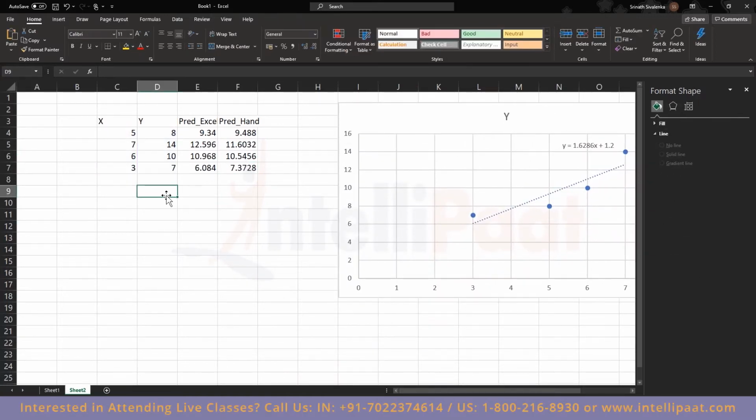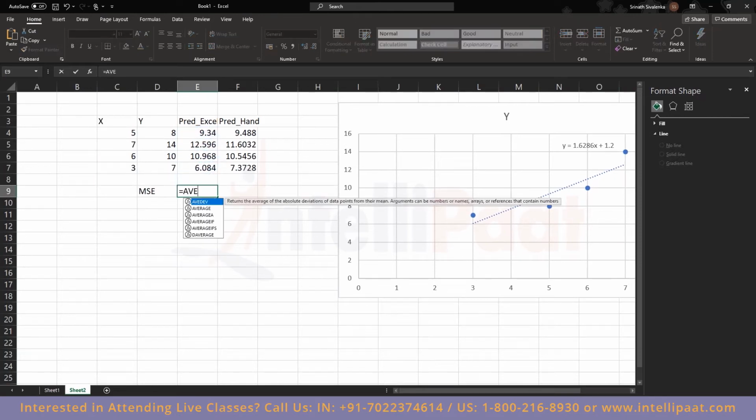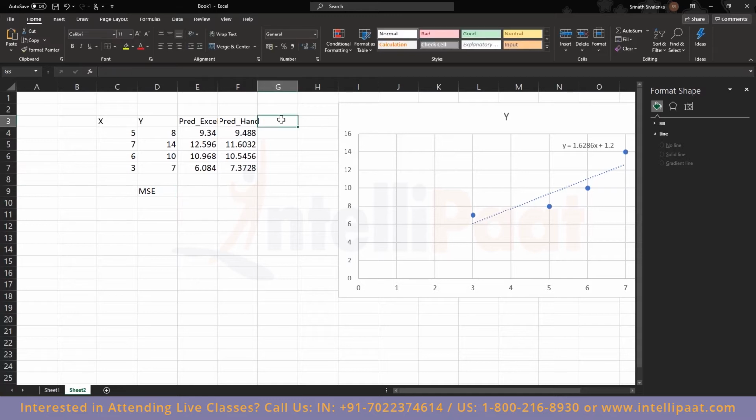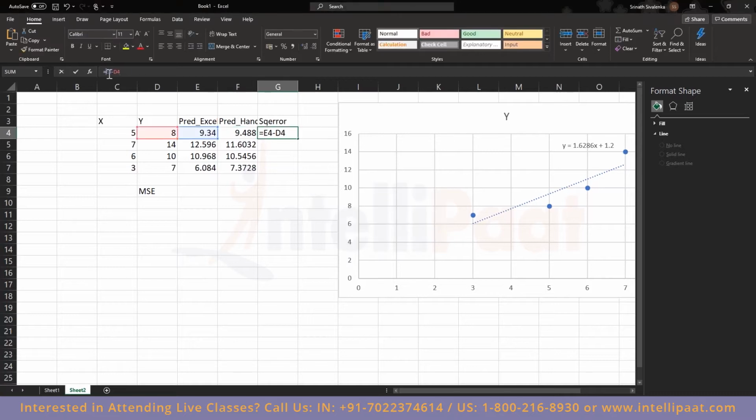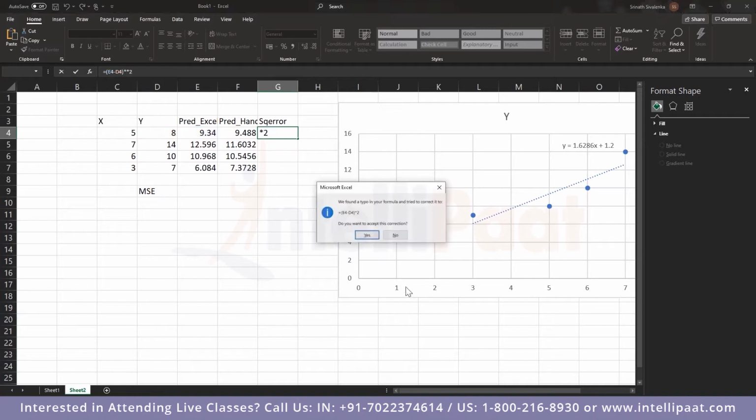Let's actually try and compute the mean squared error. It's going to be the average of the squared error, which is going to be this minus this, squared.